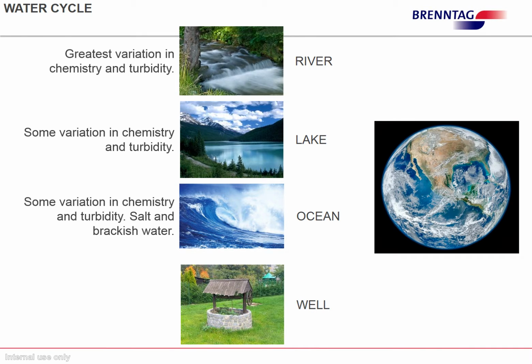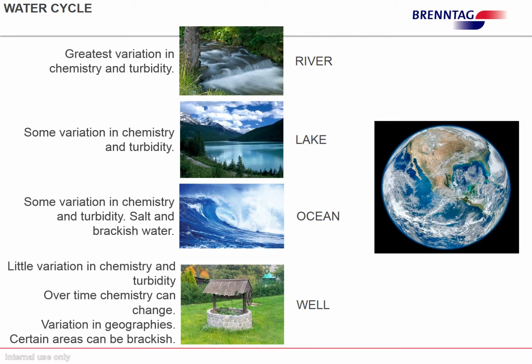Oceans are even larger. You have some variation in chemistry and turbidity, but with the oceans you also have to consider brackish water and salt water. And lastly, well waters. There's very little variation in chemistry and turbidity. However, over time we can see changes, and we can also see variations in various geographies throughout the earth. Another interesting area is the coastal areas of Florida. We are starting to see saltwater impingement on many of the freshwater wells. So the wells can change over time.